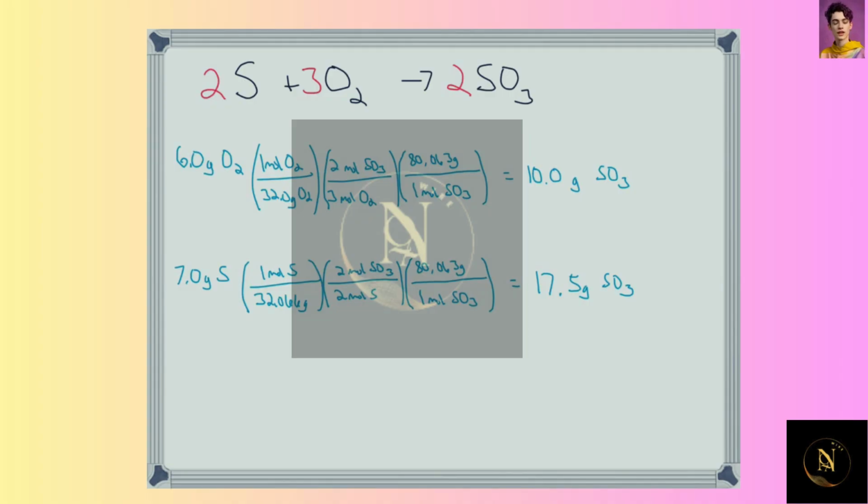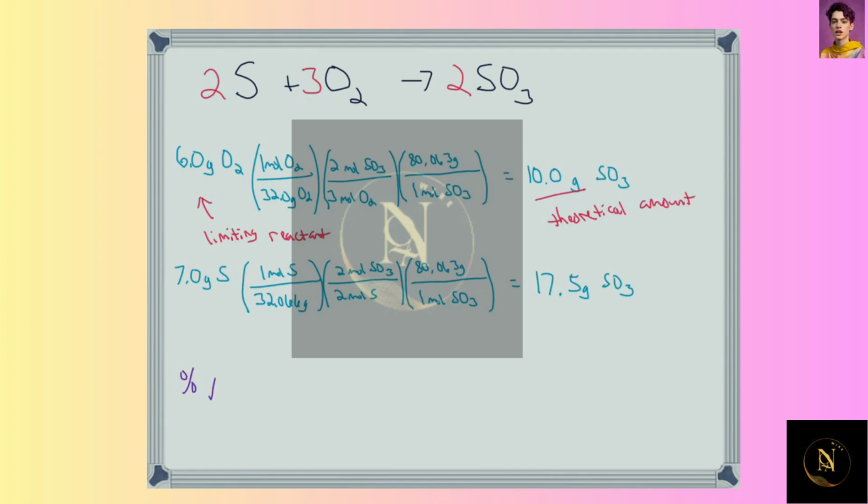Because we can make more sulfur trioxide with the sulfur and less with oxygen, oxygen is the limiting reactant, and we'll only be able to make as much sulfur trioxide as we have oxygen. Therefore, the theoretical yield will be the 10 grams coming from oxygen, the limiting reactant.